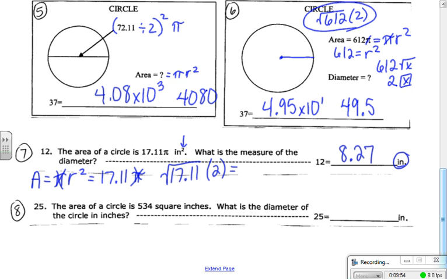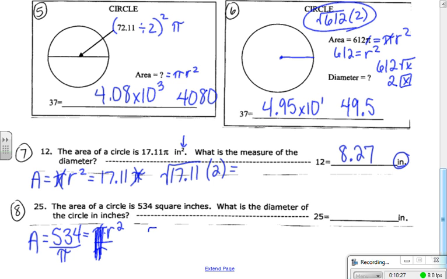Okay, number 8, the area of a circle is 534 square inches. So area is 534, which we know is pi r squared. And we want to find the diameter. So it's almost the same as the last one, except for we don't have a pi on both sides that we can cancel out. So first we need to deal with pi. Since it's being multiplied on the right-hand side of our equation, we have to do the opposite to move it to the other side. We're going to have to divide by pi, because when we do that to both sides, it's going to cancel out there.